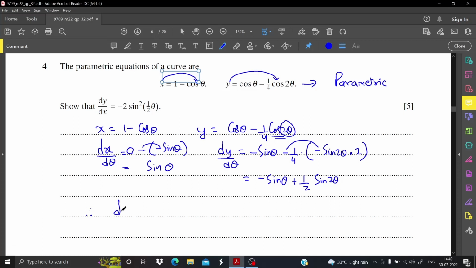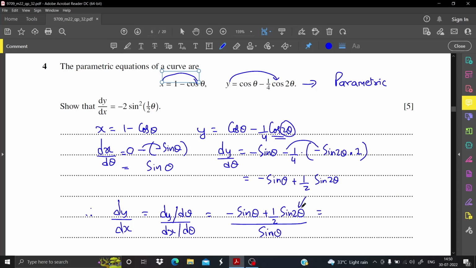Now we got the expressions for dx by d theta and dy by d theta. So now let's find what dy by dx is. That you can find by dividing dy by d theta with dx by d theta. So dy by d theta is minus sine theta plus half sine 2 theta, divided by dx by d theta, which is sine theta.